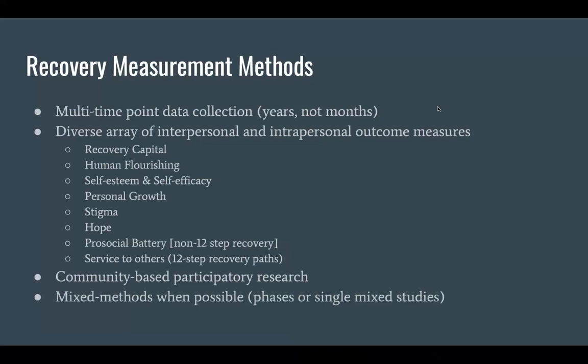And where possible, whether this is in pilot studies or phases, phase 1, phase 2, phase 3, and then building upon each other, or in single mixed methods research, we're using both quantitative and qualitative methods in this research. Again, because formulating hypotheses, and this generally happens in every field, it's critical for us that we're generating knowledge by learning from stories and from the phenomenological perspective of those that are in recovery and have these experiences, people who use drugs, et cetera.